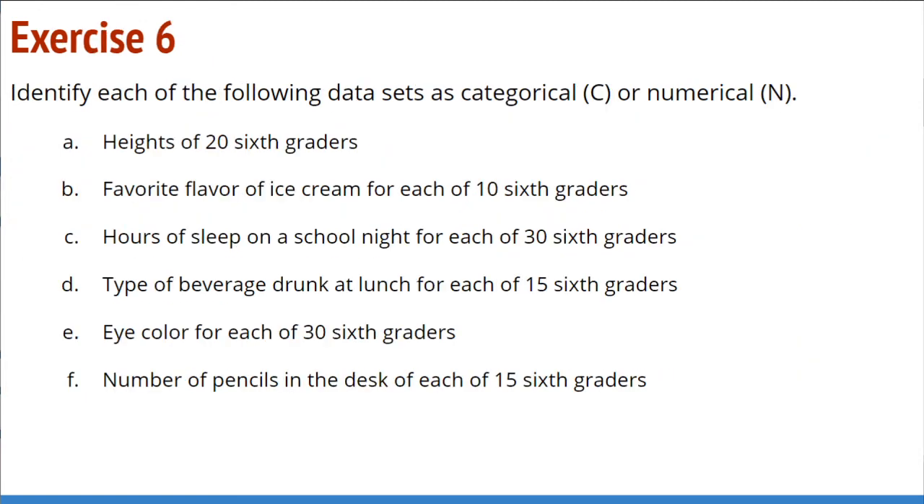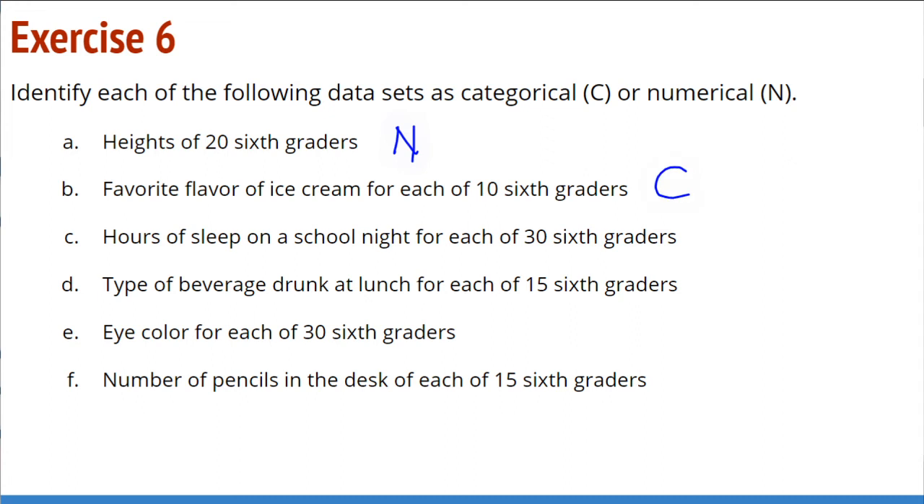All right, so here we've got just a nice simple example. We're going to identify, is this categorical or is it numerical? Well, if we've got the height of 26 graders, we're probably going to be measuring height in inches or centimeters or feet and inches. So that's going to be numerical. The favorite flavor of ice cream for each of 10 sixth graders. Well, one of them says chocolate and one says vanilla and a couple say Moose Tracks and some of them say Rocky Road. Those aren't numbers. Those are categories.